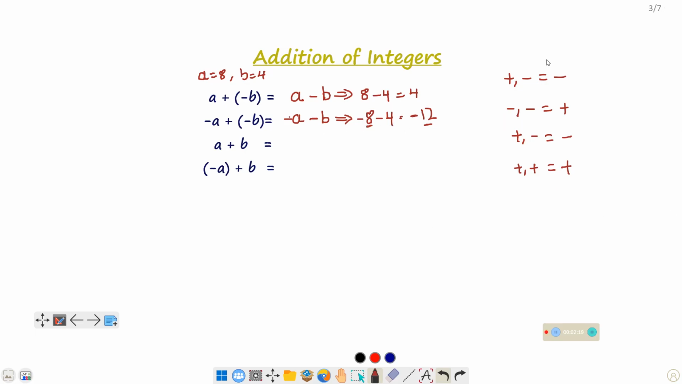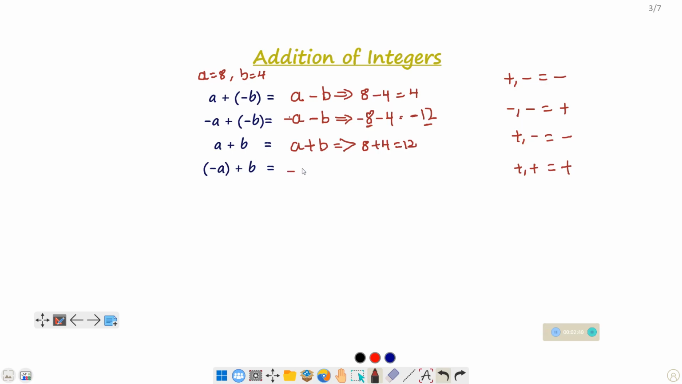Here, when we add two positive numbers, you already know how to add two positive numbers. It's general addition. It will be a plus b, the same. That is nothing but 8 plus 4, which is 12. Here we are getting both the answers the same, except negative 12 versus positive 12.